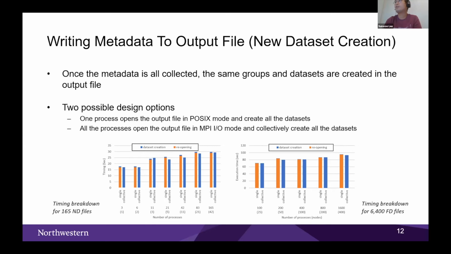Basically, they are not scaling well, but most of the time, the left side shows the on-the-fly creation. The right side, no, sorry, I was confused. So we have two options here too. One is we can open the output file in POSIX mode, and the other option is we open the file in MPI IO mode and create the data set using collective IO.